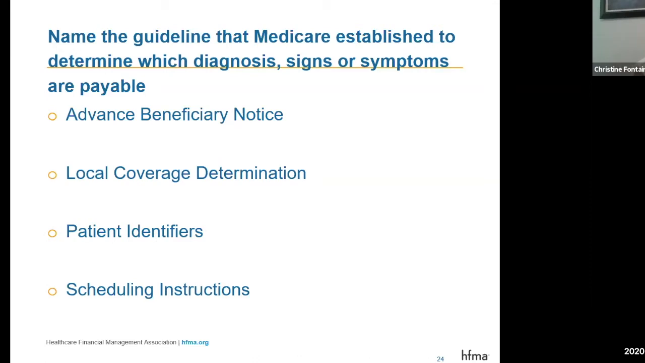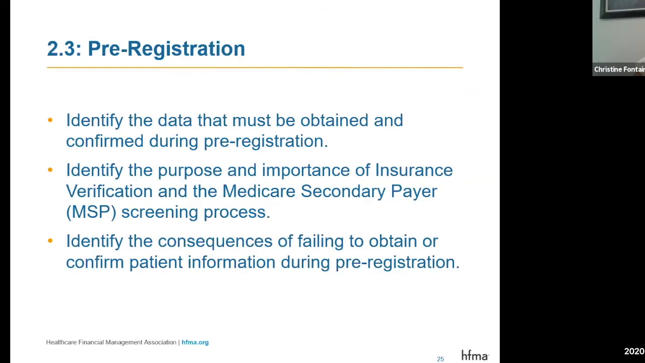Okay, moving on. All right, we're going to talk about pre-registration, and for me, this is a very, very critical component, both for the provider and for the patient. So we're going to talk about the purpose and the process of pre-registration, the information that should be collected during pre-registration, the consequences that an organization may experience due to inaccurate or incorrect patient information, and then we're going to spend some really good time talking about the Medicare secondary payer screening process that's part of patient access.